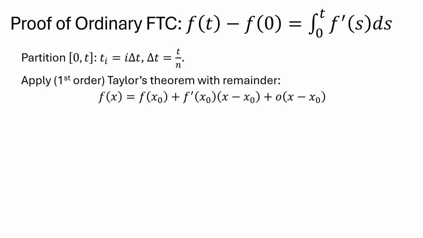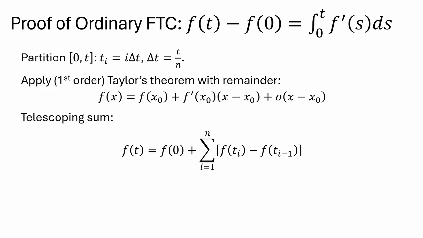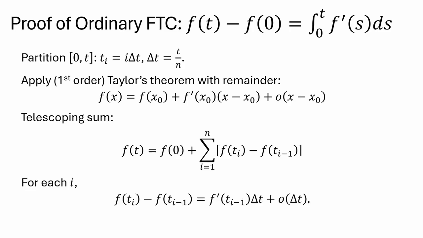We then apply the first order Taylor theorem with remainder. f(x) equals f(x_0) plus f'(x_0) times (x minus x_0) plus higher order terms of (x minus x_0). Then write f(t) as a telescoping sum. f(t) equals f(0) plus the sum of f(t_i) minus f(t_{i-1}), where i ranges from 1 to n. f(t_i) minus f(t_{i-1}) equals f'(t_{i-1}) delta t plus higher order terms of delta t.